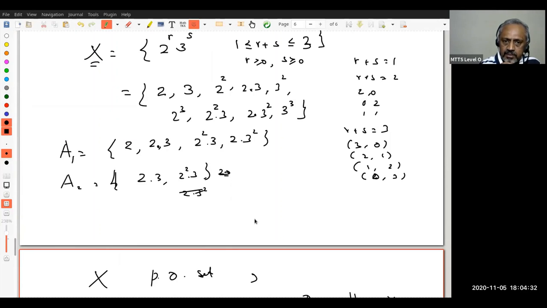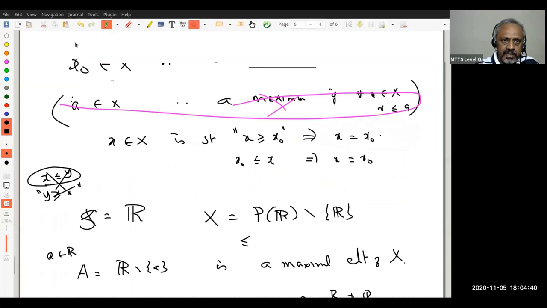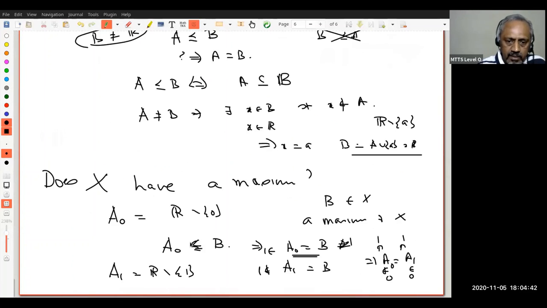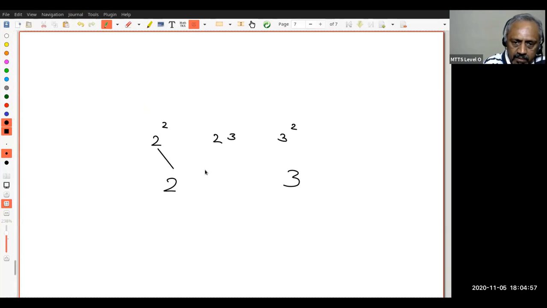Can you think of maximal elements in X? What do I want? I am looking for... Let me draw a picture. It may help you to understand. I have 2, 3. And who sits above this? 2 squared sits above this. 2 times 3 sits above this. And 3 squared sits above this. Do you notice that?